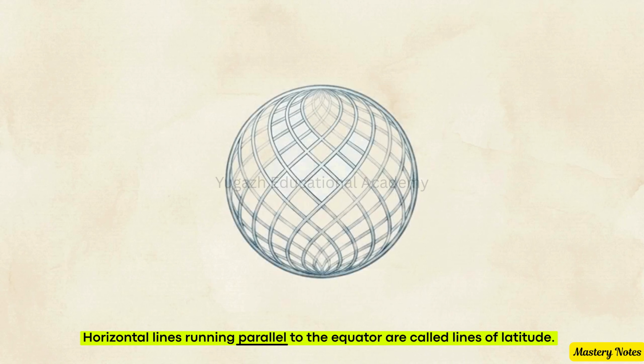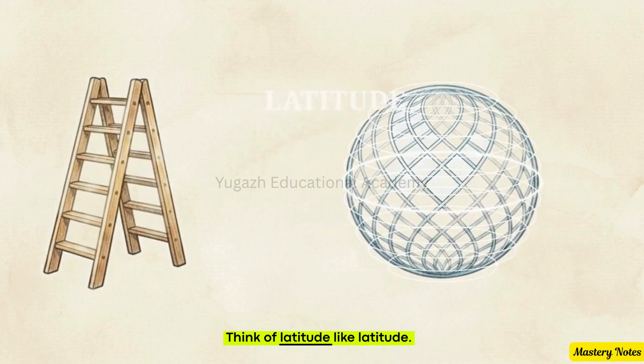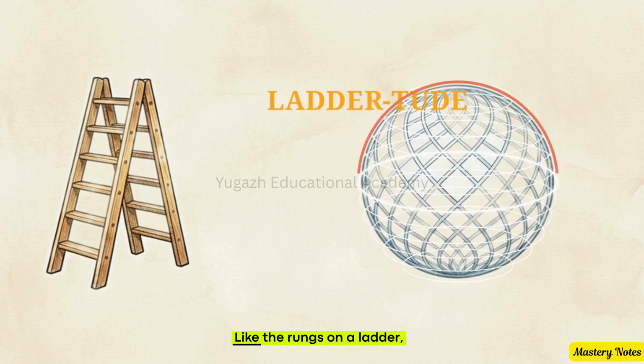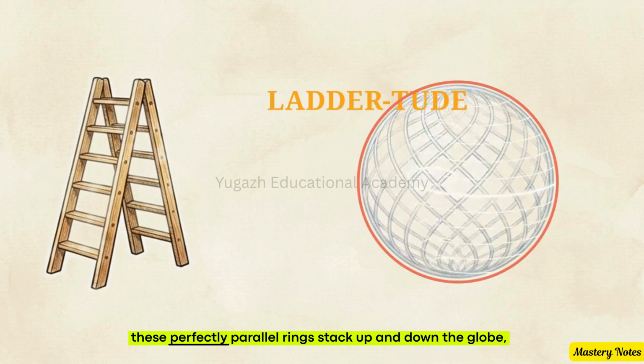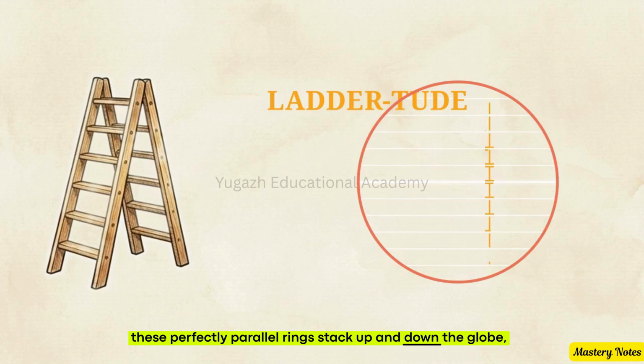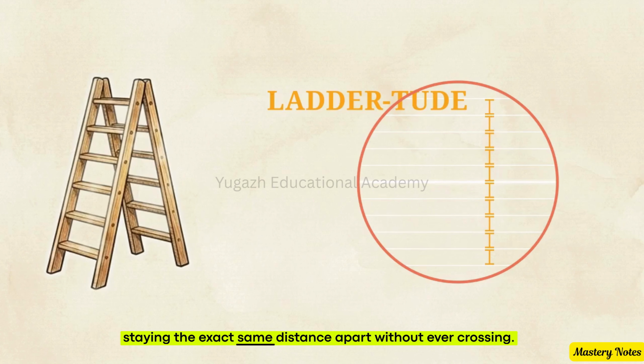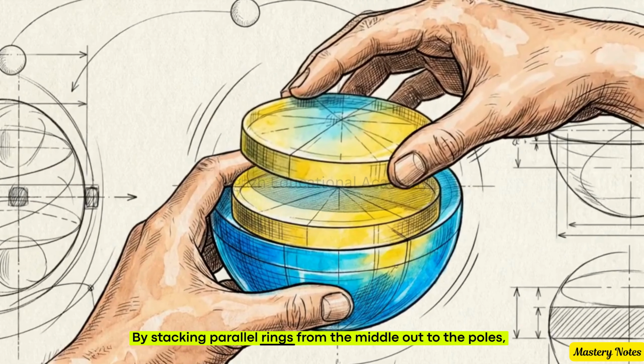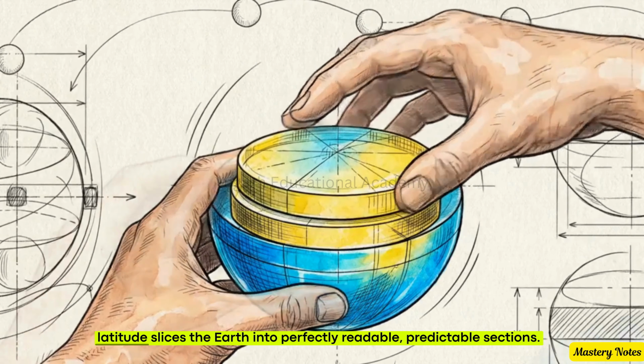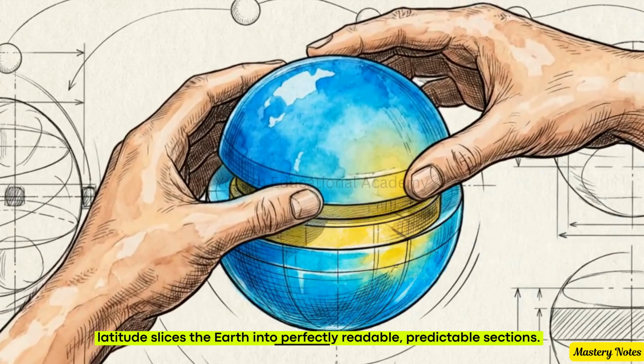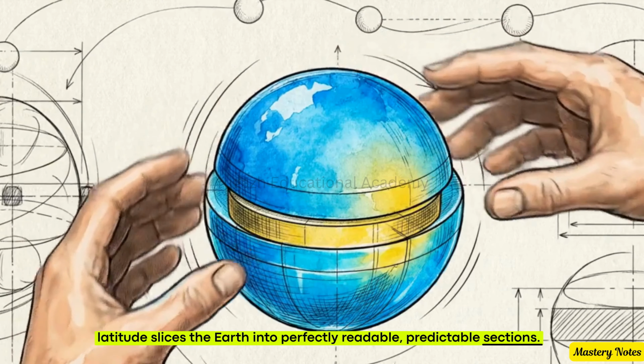Horizontal lines running parallel to the equator are called lines of latitude. Think of latitude like the rungs on a ladder. These perfectly parallel rings stack up and down the globe, staying the exact same distance apart without ever crossing. By stacking parallel rings from the middle out to the poles, latitude slices the Earth into perfectly readable, predictable sections.